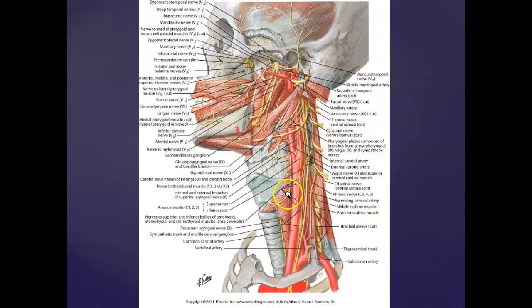Here's the external branch coming down, supplying more motor innervation to the cricothyroid muscle right here, which is needed to cock that thyroid cartilage forward to tighten up the vocal cords so you can speak.